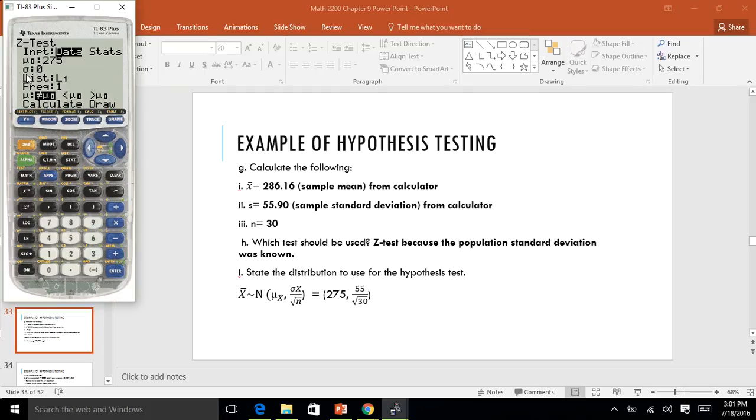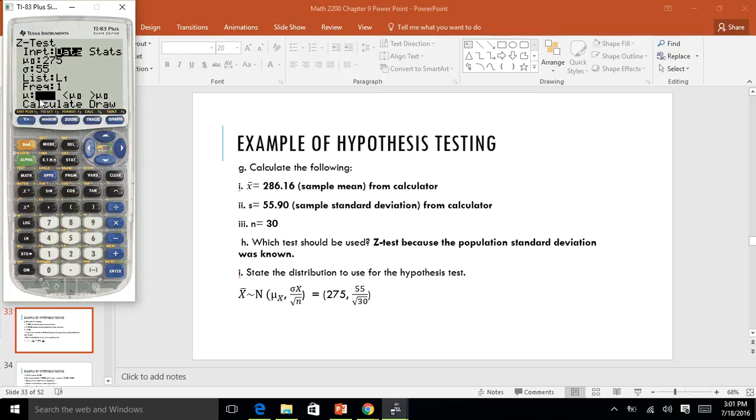This right here, the sigma, is the population standard deviation. And remember, the problem told me it was 55 pounds. And I have that back on the page before it that can help me. List is L1. I'm going to keep it that way. Frequency, I'm going to keep it.